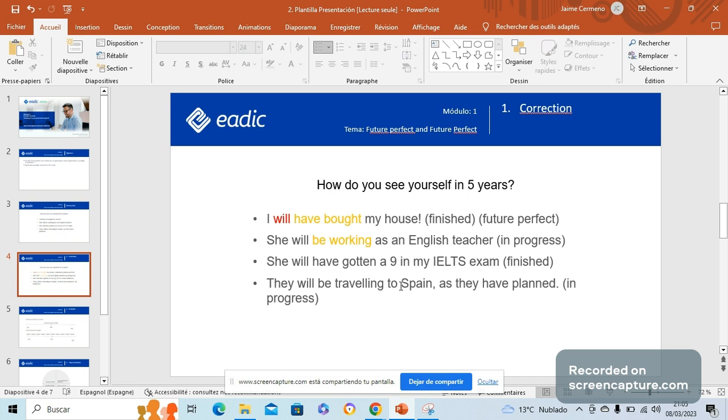Okay, let's go ahead and read the next sentences. "I will have gotten a 9 in my IELTS exam" is something that you get just once. And the next one: "They will be traveling to Spain as they have planned" is in progress. It's something that is going to be in progress. Good. You understand the grammar because it's really easy: will, present perfect, and then present continuous. Remember that for present continuous, we use be and then the verb in gerund.